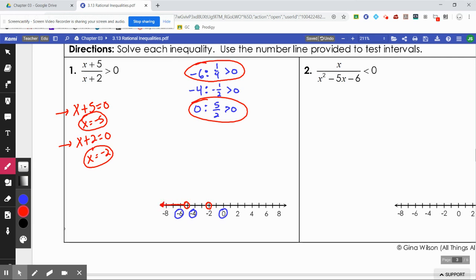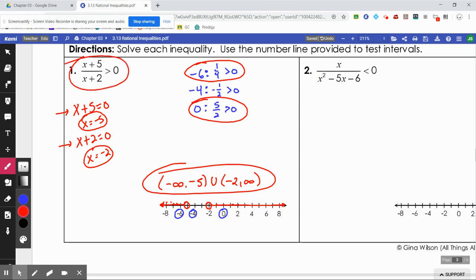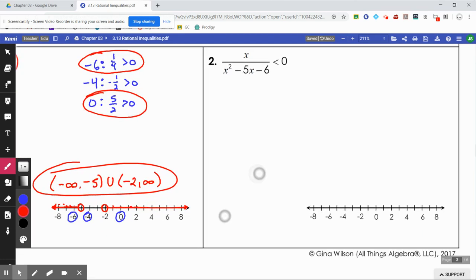The second region is not part of the answer. And then finally, my last region. So my solution to this inequality would be everywhere from -infinity up to -5, or from -2 to infinity. That's where any of those numbers in those regions will be a solution to this. We'll make it true. Okay, next one.